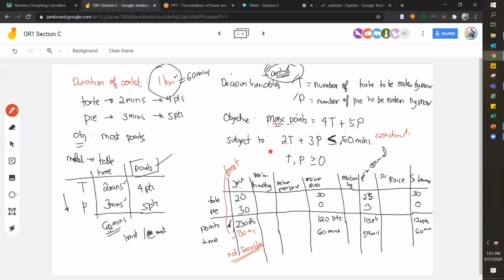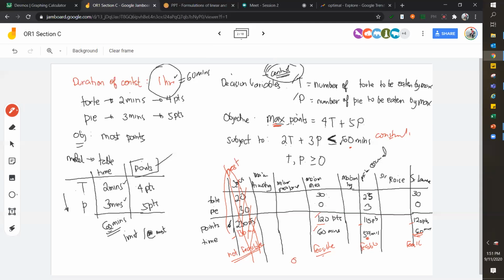Ito po, 30 and 0. Feasible? Yeah, 120, 60. Ito feasible. Ibig sabihin pasok doon sa parehong constraints natin. Ito, feasible din, 59 is less than 60. So, ito, out na sa ating possible solution. Ngayon, titingnan natin yung max points. 120, 115, 120. Kung hindi po ako nagkakamali, ito na po yung solution natin.